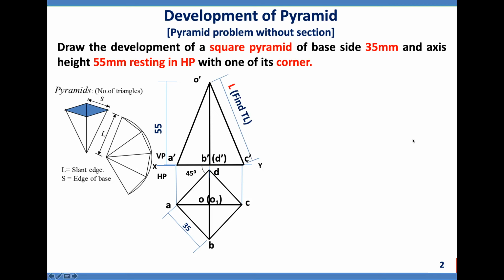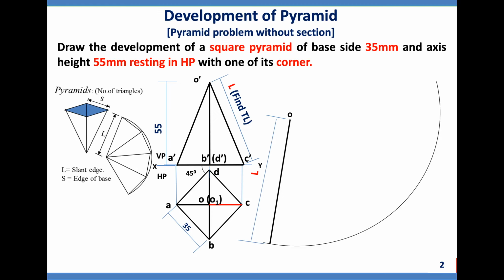Come to this plane area where you can do the development. Mark a point which is O. Then take the same length which you have measured here, which is equal to the true length. With the compass, O as center and radius equal to the true length, draw an arc. Then this arc has to be cut into the number of sides. In this case, it is a square pyramid. Square means 4 sides, so side size is 35 mm. Change the compass dimension to 35 and cut the arc 4 times.